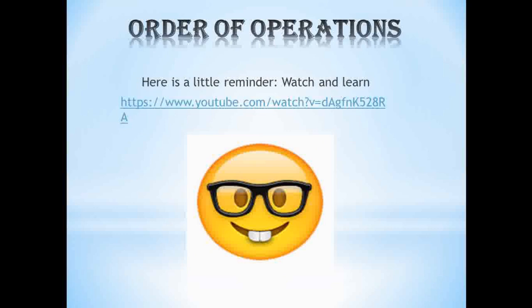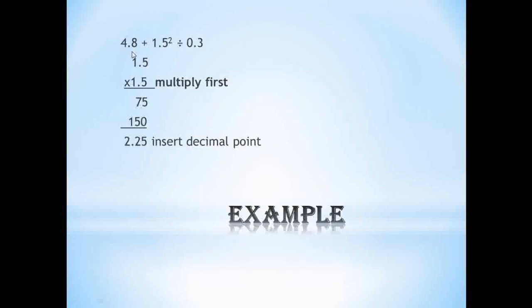Alright, so you remember now. So here is a question: 4.8 plus 1.5 to the second power divided by 0.3. So this part right here would be what we refer to as exponents, anything that is raised to a power. So we are going to do that part first. So 1.5 to the second power means 1.5 times 1.5. So we do that multiplication.